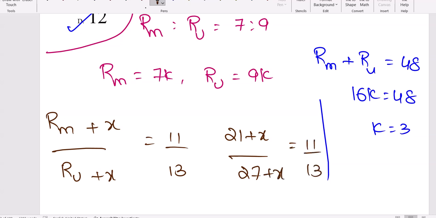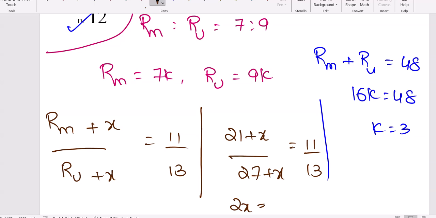Now you will get the x value by solving this equation. Do it in a gentle manner. See that again, this 13 will go to 13 into x, here 11 into x. Difference is 2x. Directly write 2x equal to, here 21 into 13, there 27 into 11. 21 into 13 is 283, there 297 will come. 283, 297. Right, so then we have to take the difference.